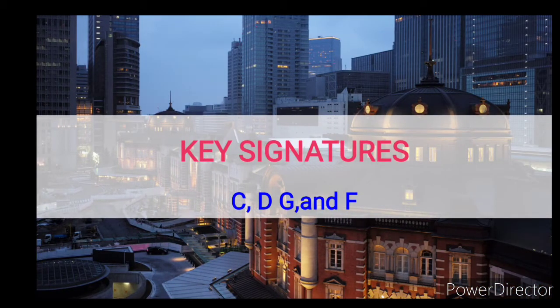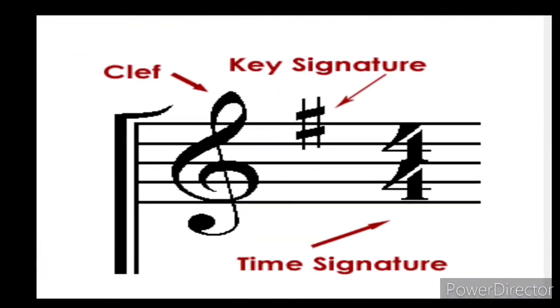We're going to be looking at the topic key signatures. Can you say that after me? Say key signatures. All right. And we are going to be looking at the key signatures of C, D, G, and F major scales. Let's take that again together. The key signatures of C, D, G, and F major scales.